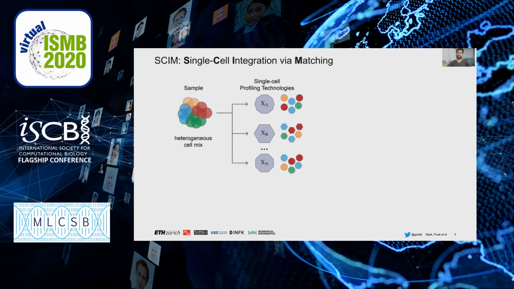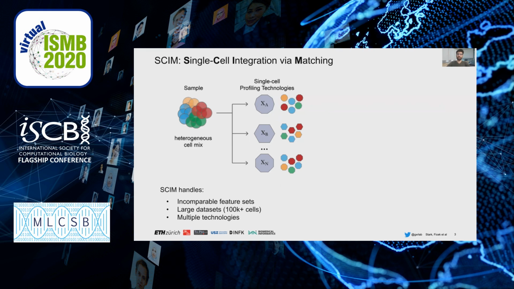To integrate such datasets, we introduced the SCIM framework. SCIM stands for Single Cell Integration via Matching. It assumes that a sample is distributed uniformly to two or more technologies. These technologies consume their inputs to generate a dataset that can be represented as a cell-by-feature matrix. Datasets are integrated by identifying cell pairs across technology. Here they're represented using shapes.